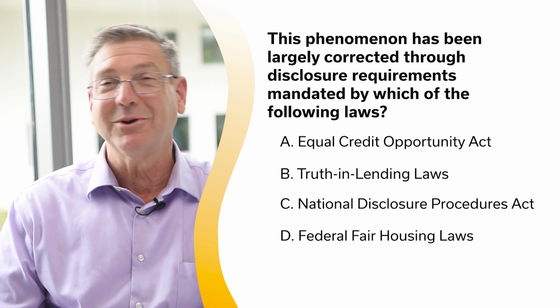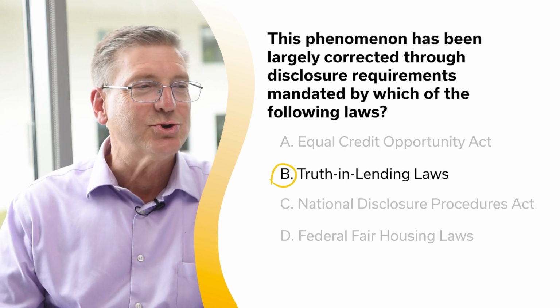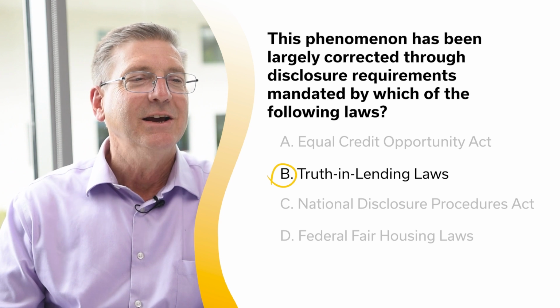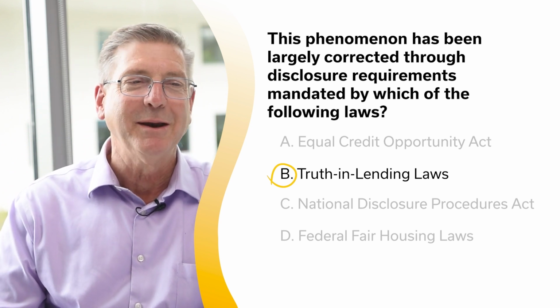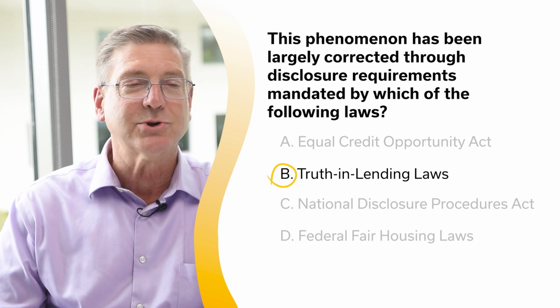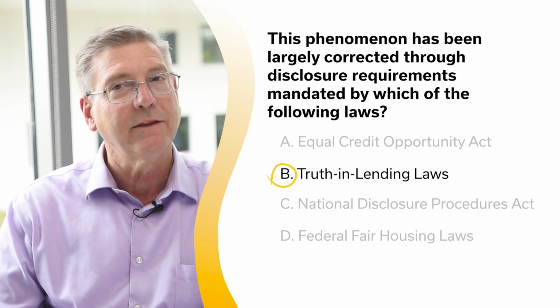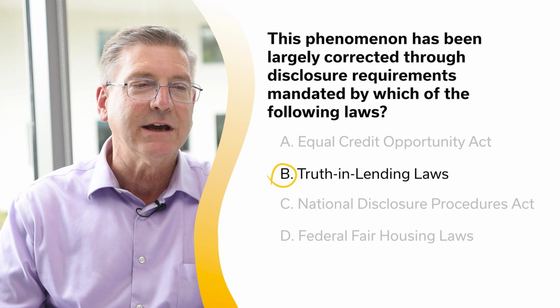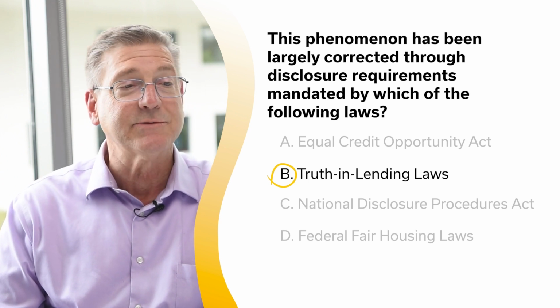The correct answer is B, Truth in Lending Laws. Truth in lending laws implemented by the Federal Reserve's Regulation Z regulate the disclosure of costs, the right to rescind the credit transaction, advertising credit offers, and penalties for non-compliance with the Act.